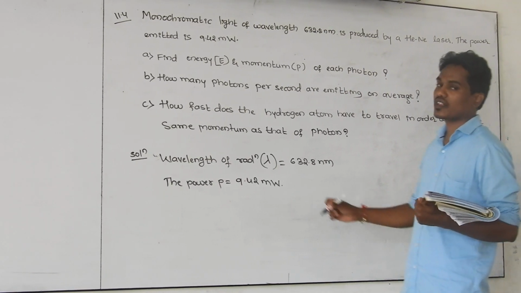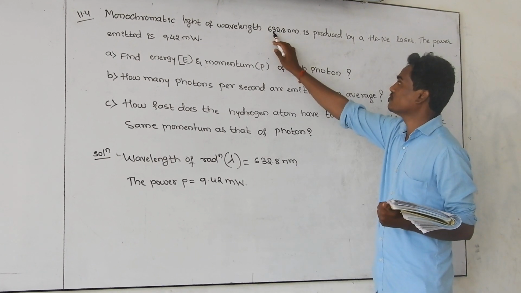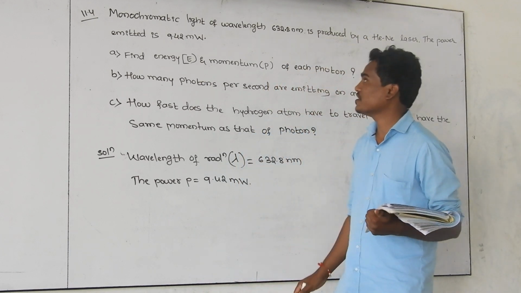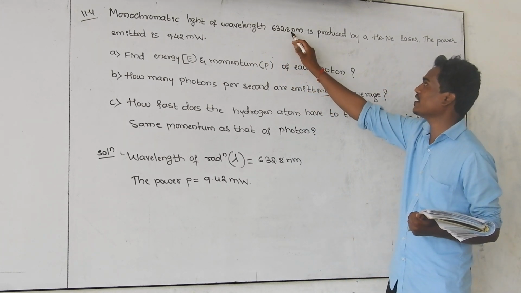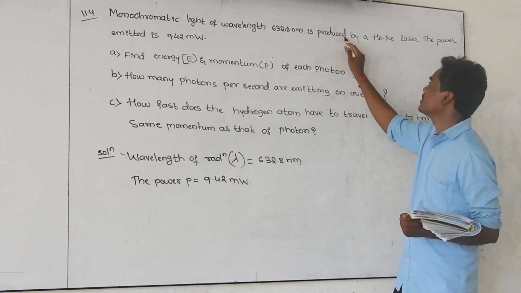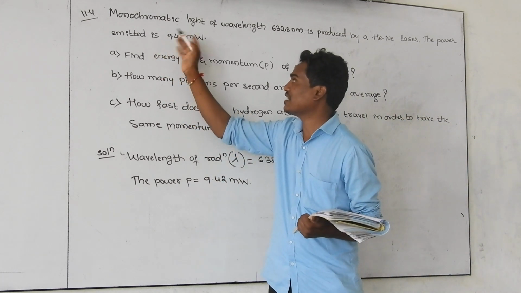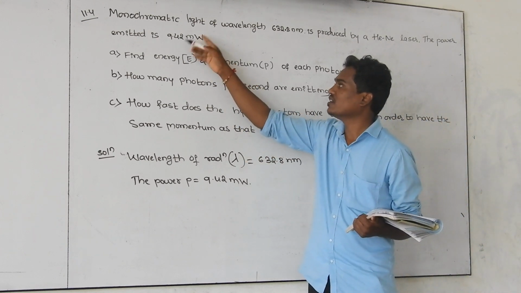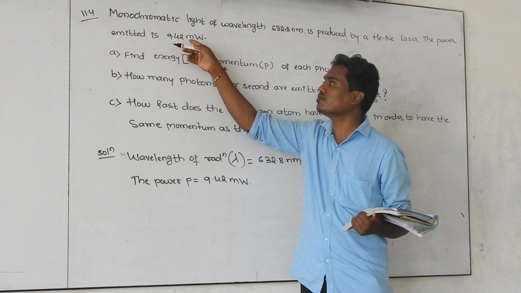This is the fourth one. The question is monochromatic light of wavelength lambda. Monochromatic means this is a single radiation. The single radiation is called a monochromatic radiation, or you can call it a light. Its wavelength is equal to 632.8 nanometer. The range of the nanometer is 10 to the power minus 9, you know very well, and it is produced by a helium neon laser. And the power emitted is 9.42 milliwatt. The SI unit of power is watt, but here the range is milli, meaning 9.42 into 10 to the power of minus 3 watt.